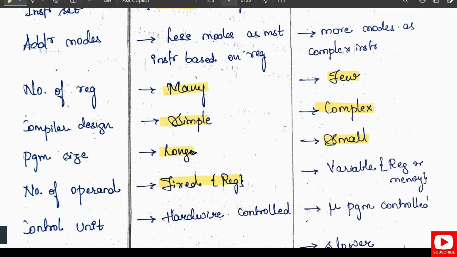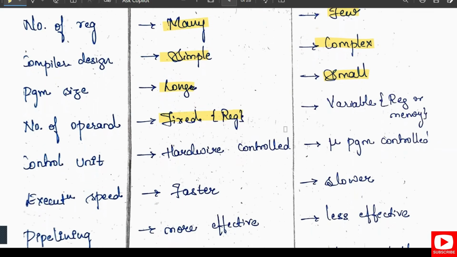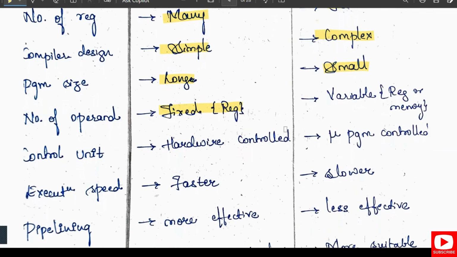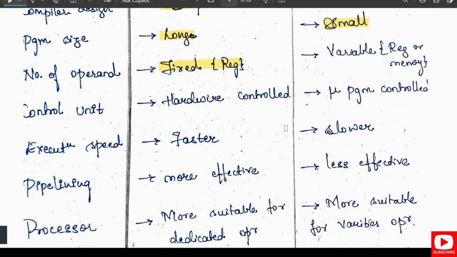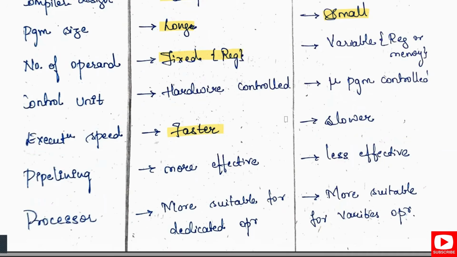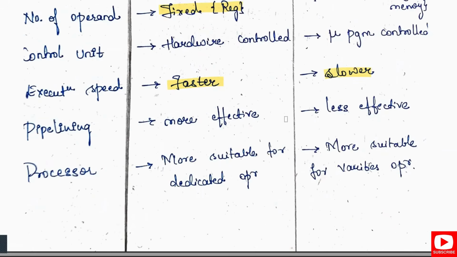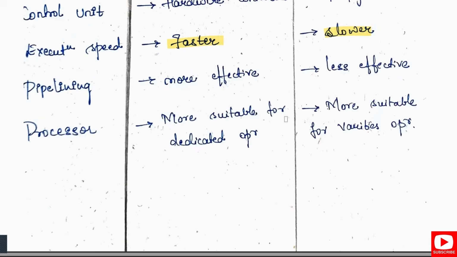Next, control unit. Control unit here is hardwired control, then it is microprogram control. Execution speed in the reduced, it is fast; in the complex, it is slow. Pipelining here, it is more effective; there it is less effective. Processor, it is more suitable for the dedicated operation here, and there it is more suitable for the varieties of operation.